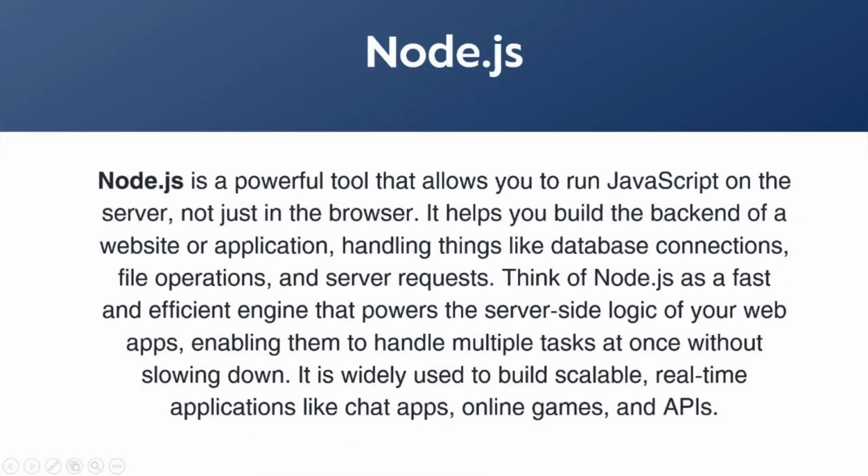Node.js. Node.js is a powerful tool that allows you to run JavaScript on a server, not just in a browser. It helps you to build the backend of a website or an application, handling things like database connection, file operations, and server requests. Think of Node.js as a fast and efficient engine that powers the server-side logic of your web applications, enabling them to handle multiple tasks at once without slowing down. It is widely used to build scalable, real-time applications like chat apps, online games, and APIs.